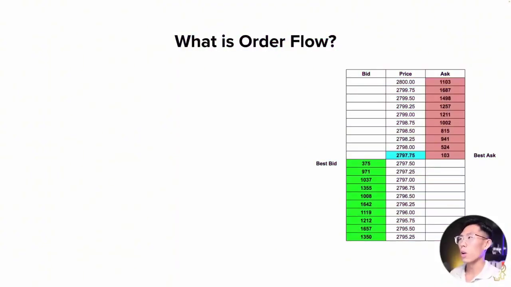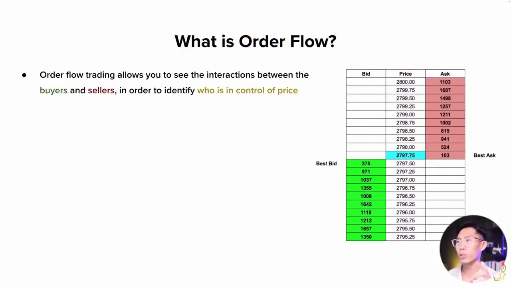Now, what is order flow? Order flow trading allows you to see the interactions between the buyers and the sellers in order to identify who is in control of price. And that's really all successful trading is about, right? It's about figuring out who is in control of price, whether the bulls or the bears, and being on the correct side of the market.